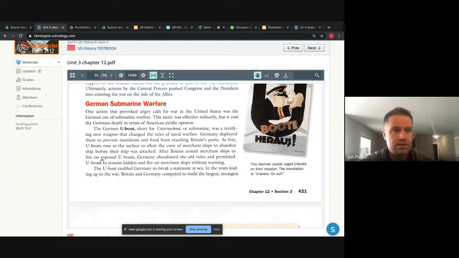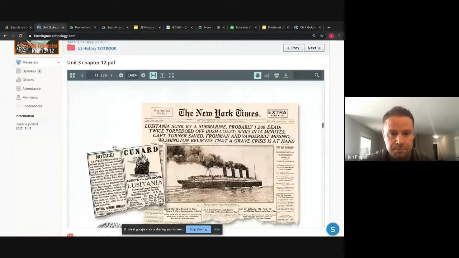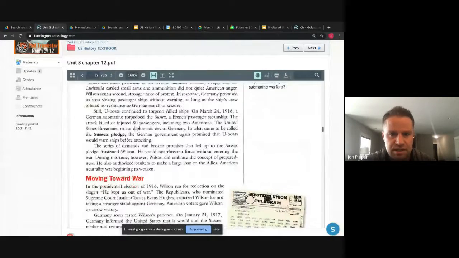Okay, it also had to do with the fact that Wilson got elected on that campaign promise of not getting involved in the war. Okay, so the Sussex Pledge, you are going to see that right here. The United States threatened to cut diplomatic ties to Germany in what came to be called the Sussex Pledge. The German government, again, promised that U-boats would warn ships before attacking.